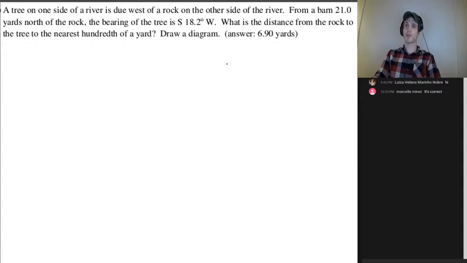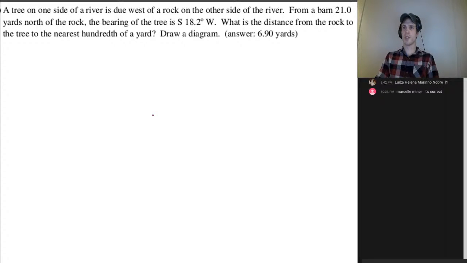So a tree on one side of a river is due west of a rock on the other side of the river. A barn is 210 yards north of the rock. What is the distance from the rock to the tree to the nearest hundredth of a yard? Okay, from the rock to the tree.